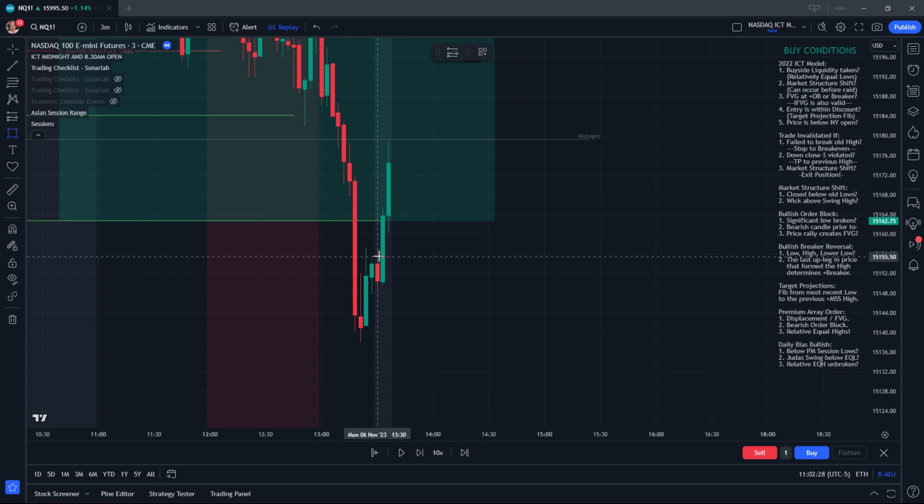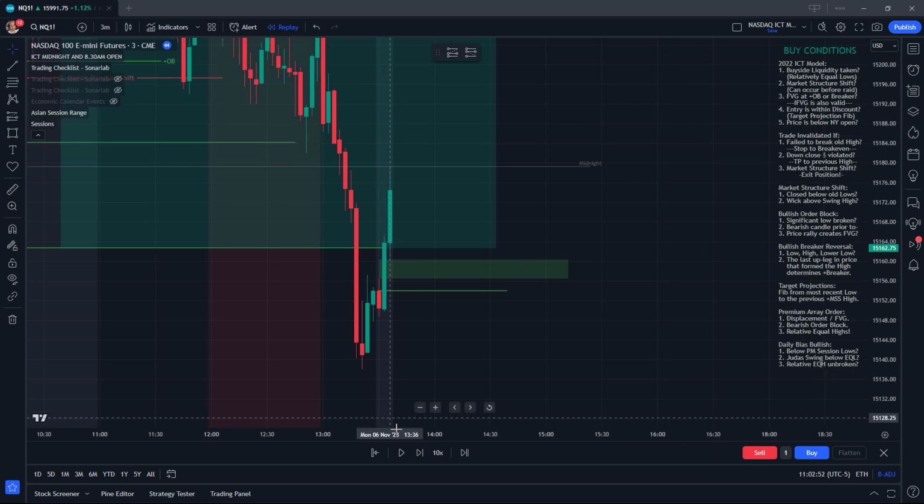We've got our fair value gap here. We want that to be next to an order block. The order block is the significant low broken, yes. A bearish candle prior to a rally that creates a fair value gap, which is here. The open of that is the order block. So we've got that requirement.